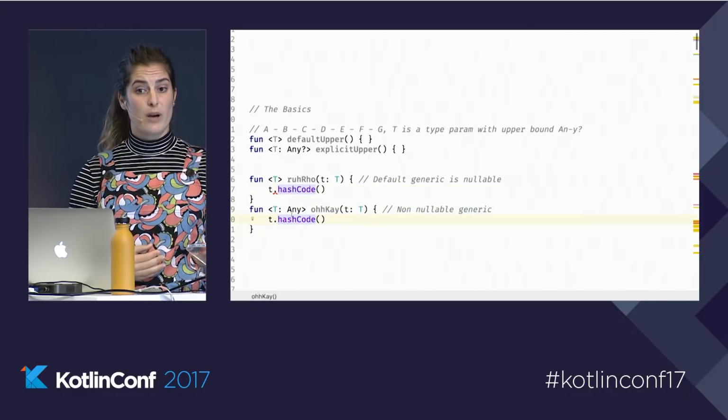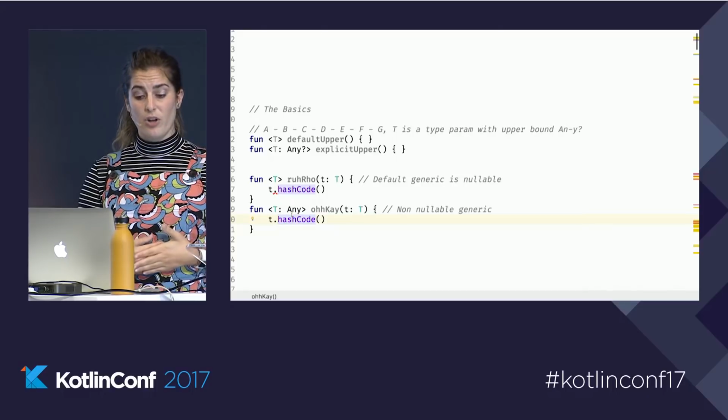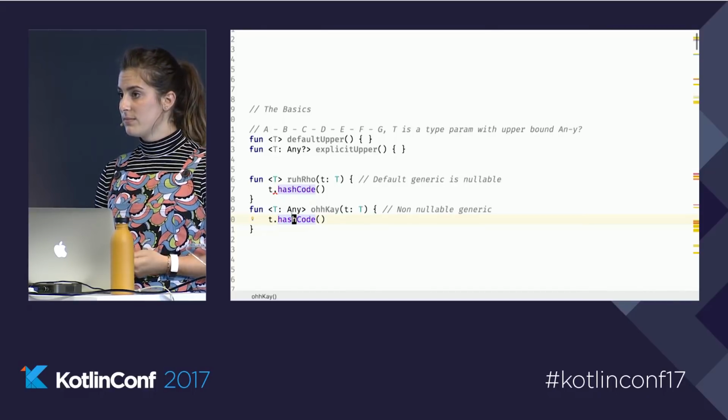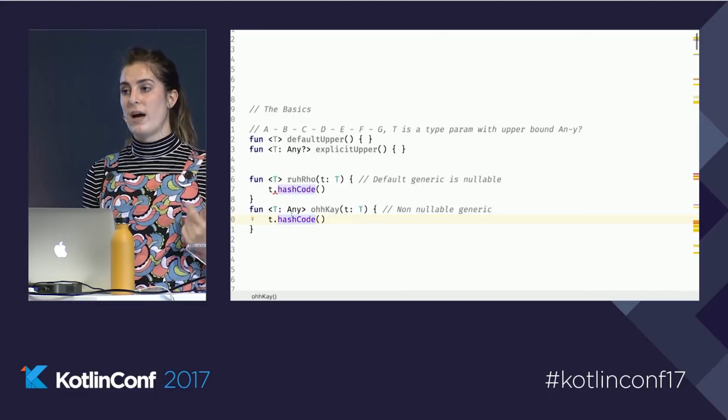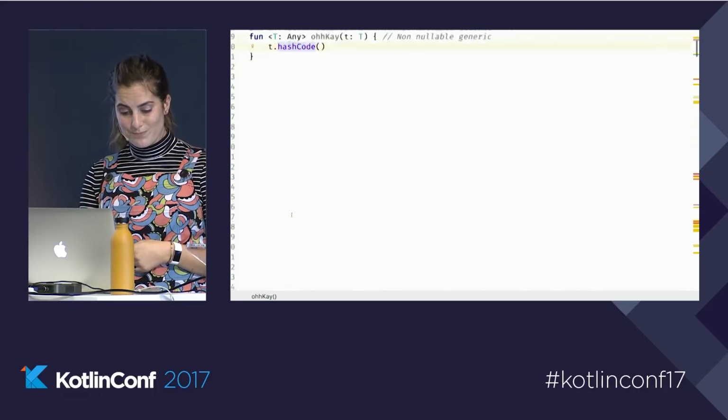Now, if you want to parameterize something only by the non-nullable type, you can totally do that. Set its upper bound to any instead of any question mark. Now we can work with it. We're not getting any of those null-safe errors.